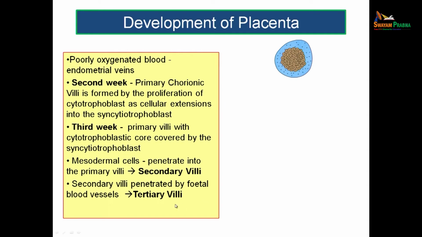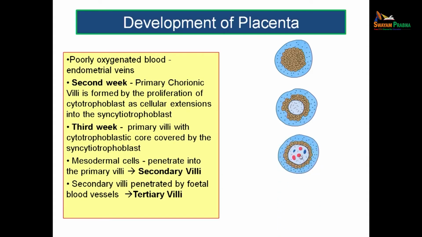Now, what do you mean by tertiary villus? So, this is the secondary villus. You can see this is the primary villus where in the center you have just the cytotrophoblast. In the secondary villus you can see in the center it is the mesoderm, and if this mesoderm is invaded by the fetal capillaries you call it a tertiary villus, and this is almost a mature villus. So, these are the stages of development of a chorionic villus.